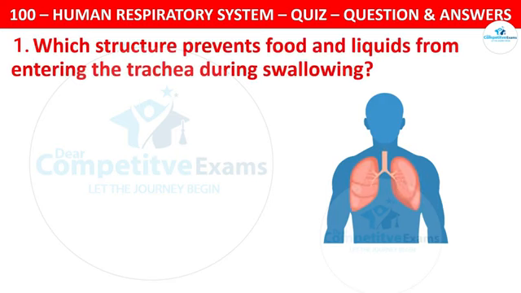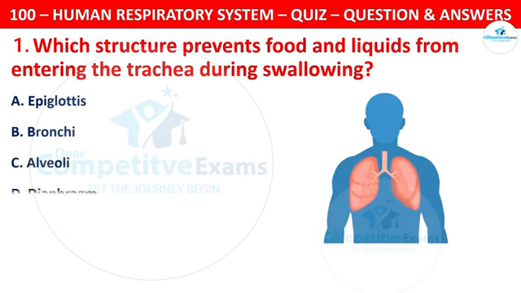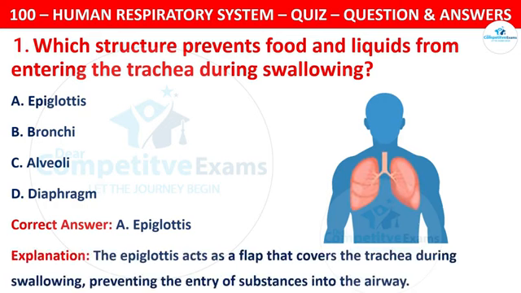Which structure prevents food and liquids from entering the trachea during swallowing? Your options are epiglottis, bronchi, alveoli, or diaphragm. The correct answer is A, that is epiglottis. The epiglottis acts as a flap that covers the trachea during swallowing, preventing the entry of substances into the airway.